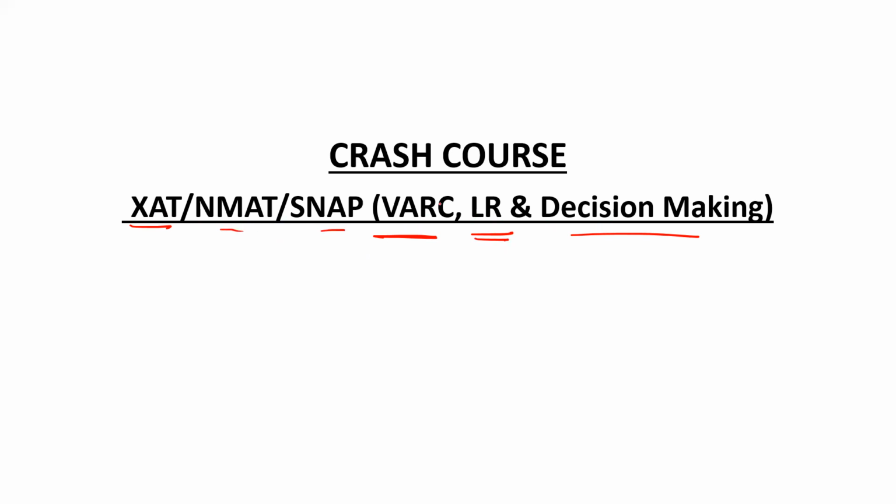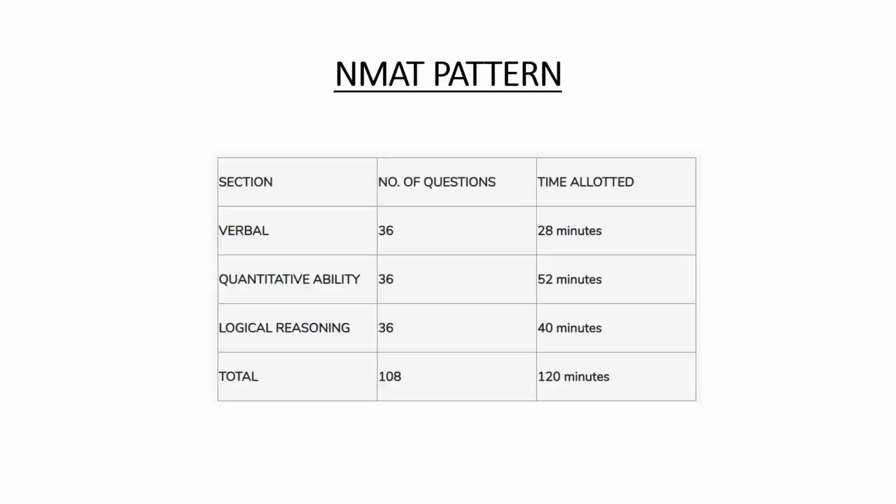Before we understand a little bit of what exactly I'm going to offer, let's take a look at the pattern of these exams to understand what the commonalities and differences are. So we have NMAT first. NMAT is an adaptive test, which means you cannot move to the next question without marking the answer for the question in front of you. There are 108 questions. Verbal has got 36, QA 36, and LR has got 36.